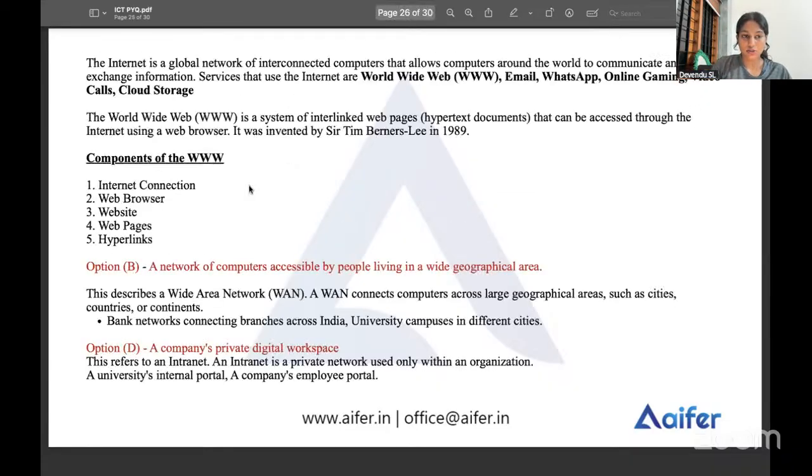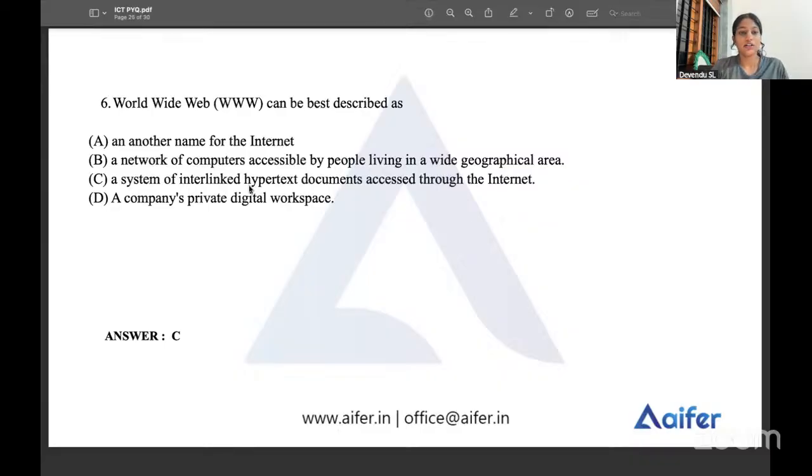So we have two more questions. World Wide Web. Yes, we have studied what the World Wide Web is. The question is, the World Wide Web can be best described as: option A, another name for the internet; B, a network of computers accessible by people living in a wide geographical area; C, a system of interlinked hypertext documents accessed through the internet; D, a company's private digital workspace. So, what will be the answer?